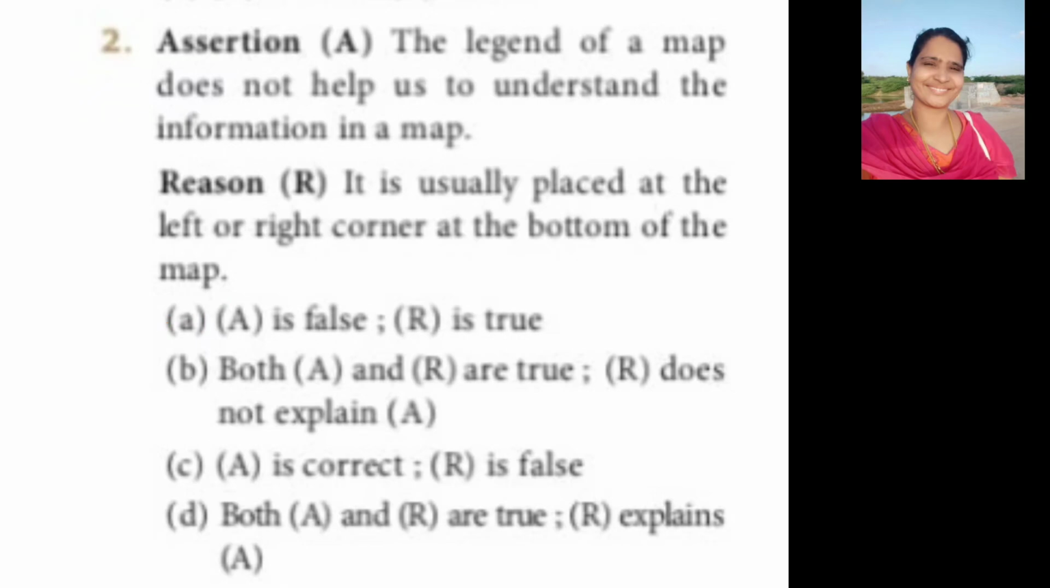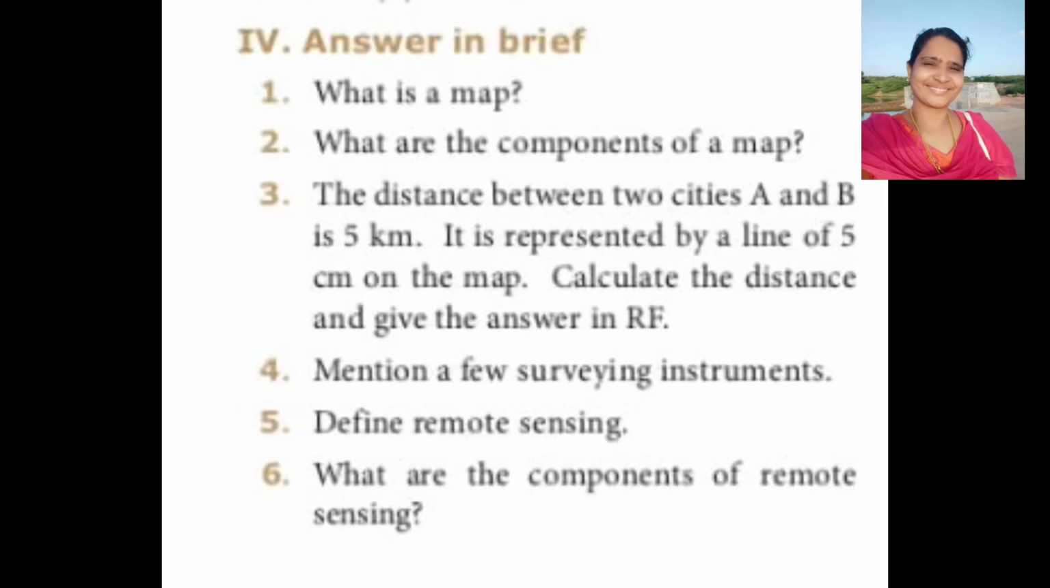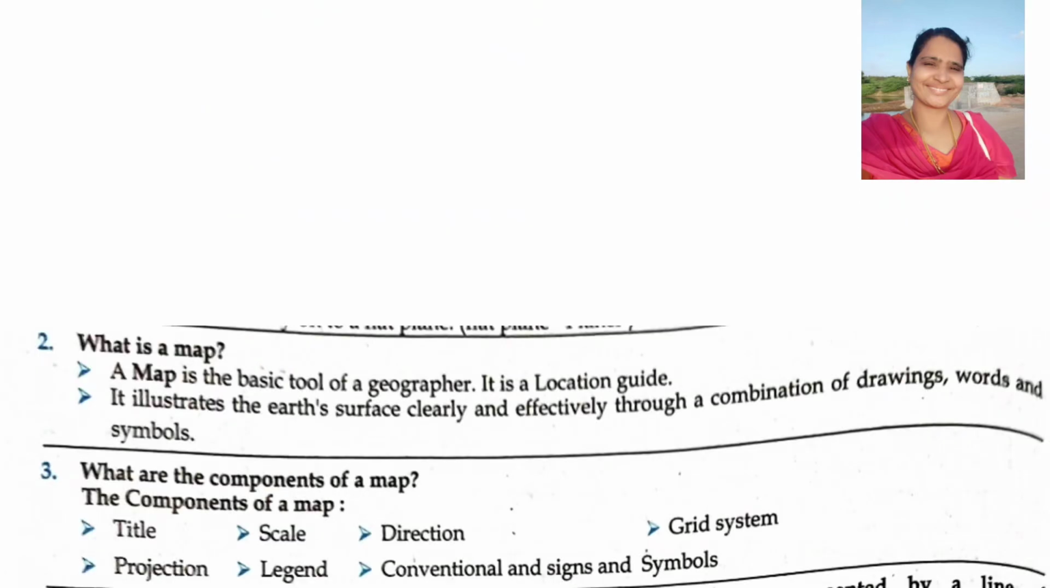Okay, children. Now moving on to the question answers. Answer in brief. What is a map? A map is a basic tool of a geographer. It is a location guide. It illustrates the Earth's surface clearly and effectively through a combination of drawings, words and symbols. Map is the basic tool of geographers and it illustrates, shows the Earth's surface very clearly.